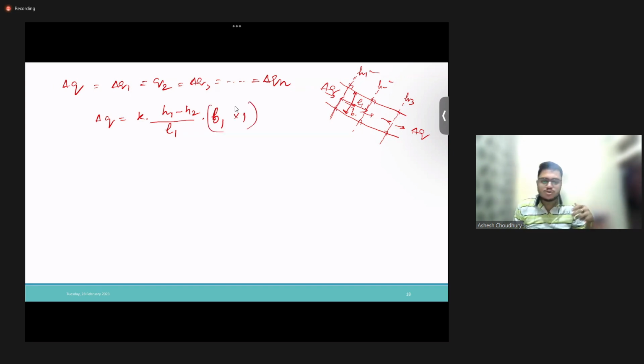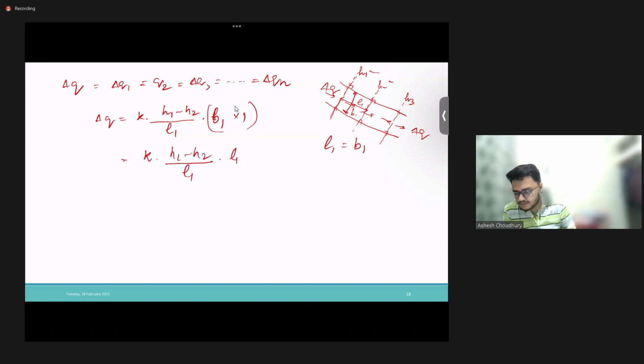While constructing our flow net, I told you that we always have to take care that each element should be a square. If it is a square, my L1 is equal to b1. So we can write it as k (H1 minus H2) by L1 into L1, because this is a square. Now H1 minus H2 is my head drop from here to here, and the head drop is occurring through L1. So this gives my hydraulic conductivity.